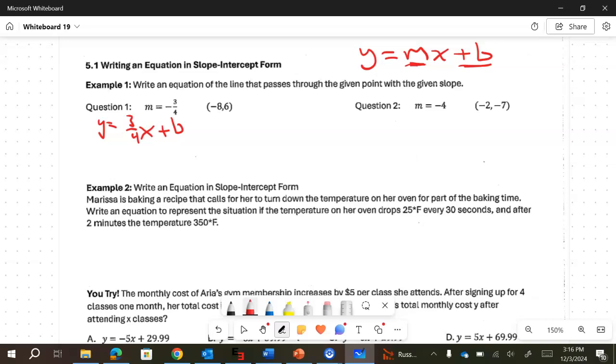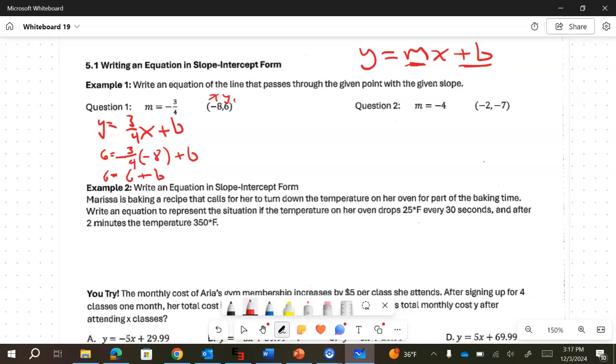So to find that, I'm going to use this ordered pair right here. And remember, an ordered pair is x and y. So I know an x and I know a y. So in that equation, I'm going to replace the y with 6. And I'm going to replace the x with -8. So this would give me 6 is equal to, if you can't do 3/4 times -8, grab a calculator. -3/4 times -8, sorry, would give me 6. So I get 6 = 6 + b.